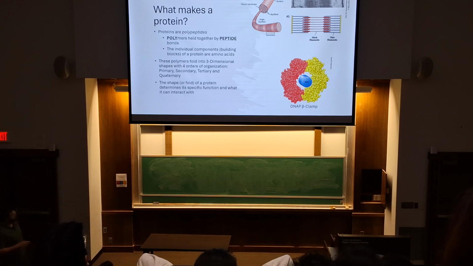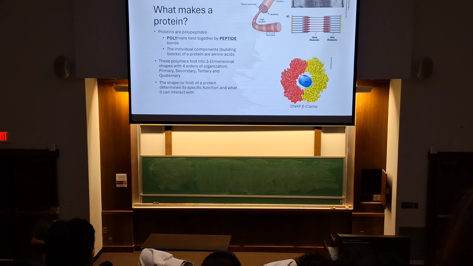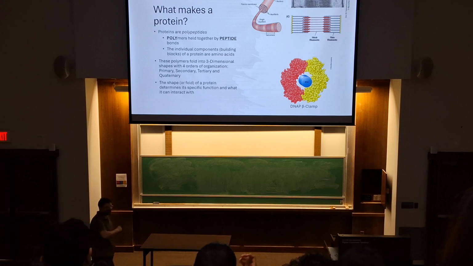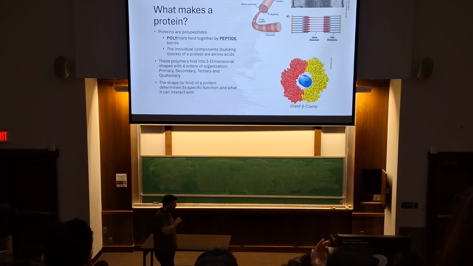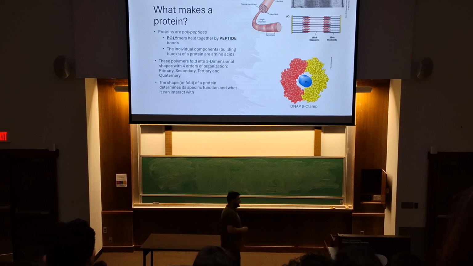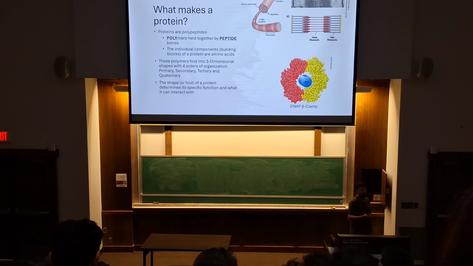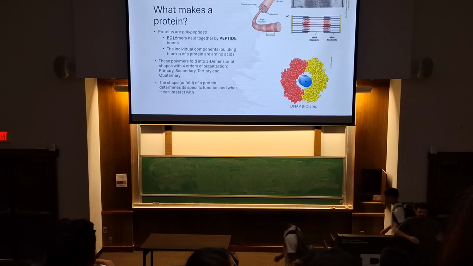Now these polymers, right, once we have, whether it's 50, 100, 500, or 1,000 amino acids all held together by peptide bonds, they have to fold, right? So when we talk about protein structure, really what we're talking about is a protein fold. Into what structure does this linear chain of amino acids fold itself, right? And we have 4 orders of organization in our protein structure. We have primary, which is simply just the order of amino acids in which they're added.